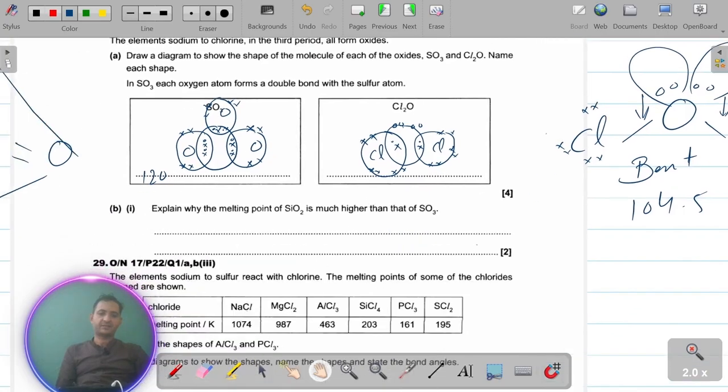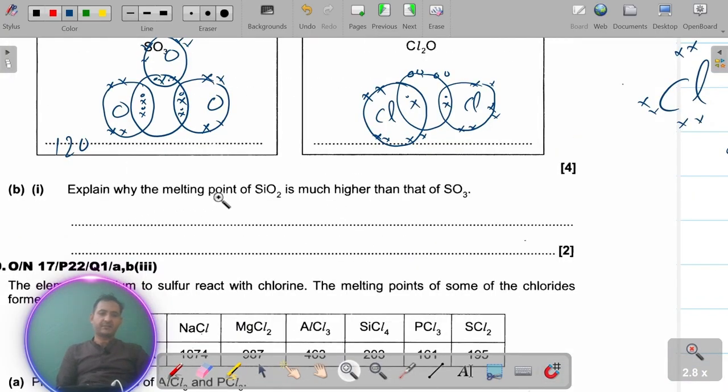So here we have this question: why is the melting point of SiO2 much higher than SO3? We know SiO2 is the formula of sand. It is sand, and we know SiO2 is a giant covalent structure.